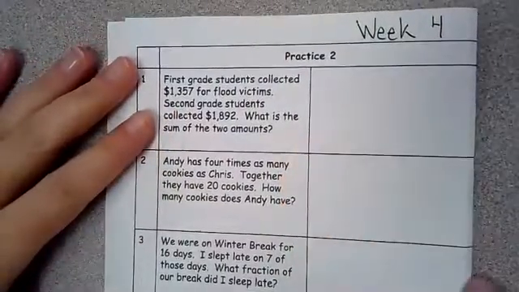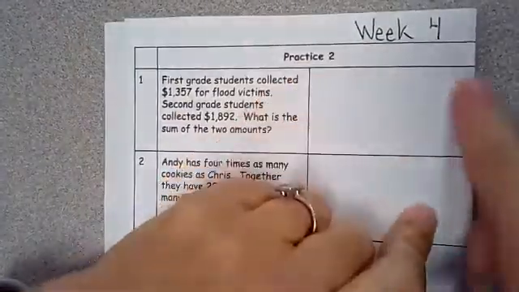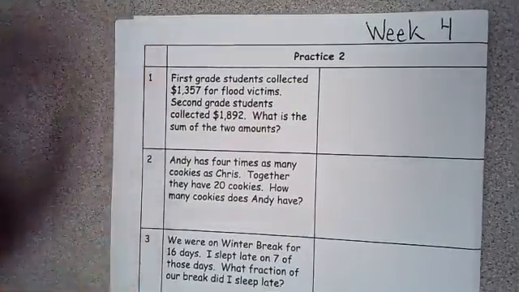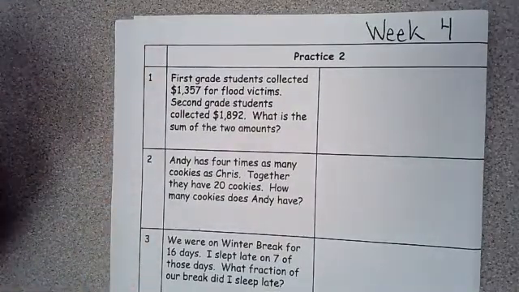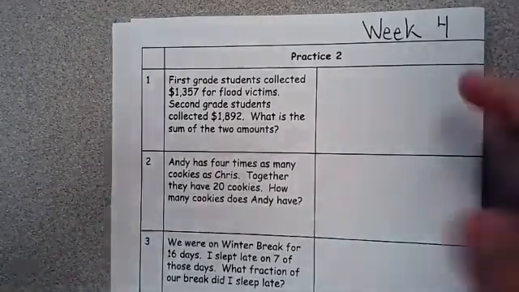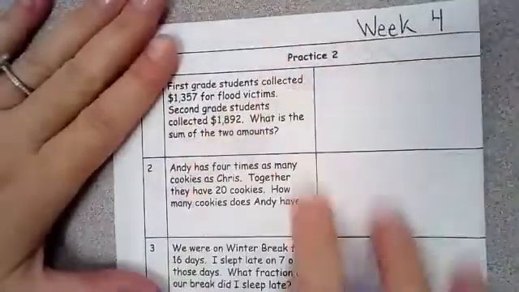This is practice 2. So in your virtual world, if you're in virtual world, it's Wednesday. You did the together column on Monday, you did practice 1 on Tuesday, and now it is Wednesday. All right. Here we go. And remember, this week you have to do bar models for all of these.